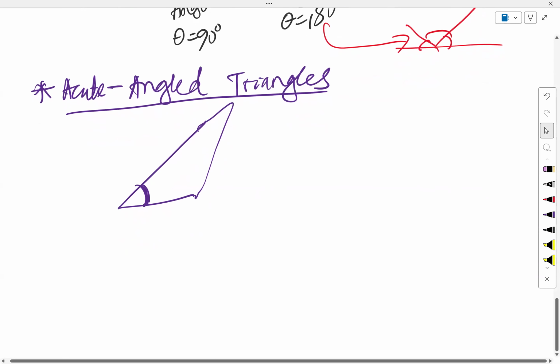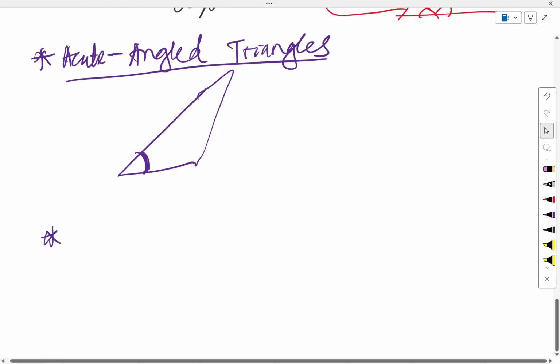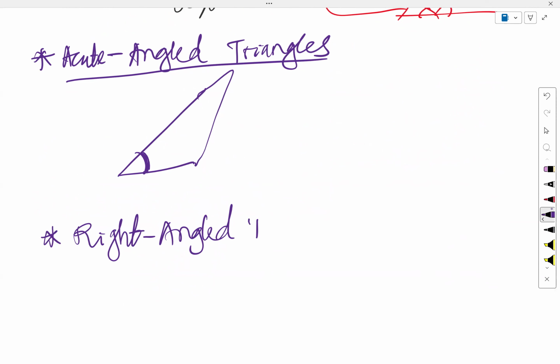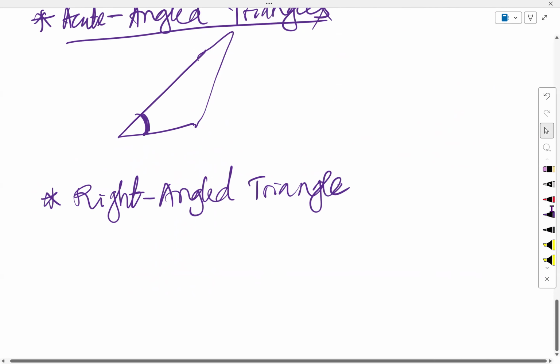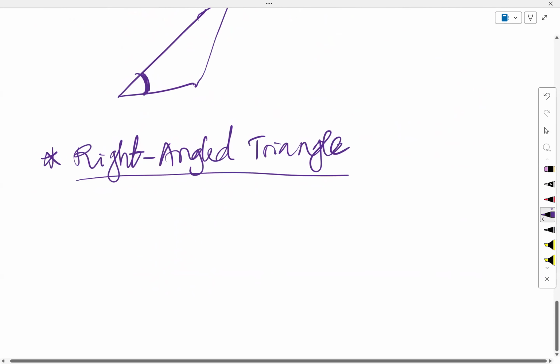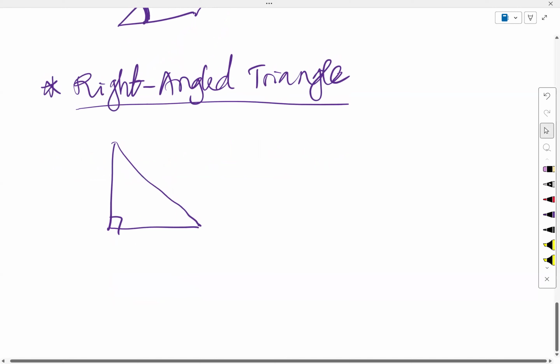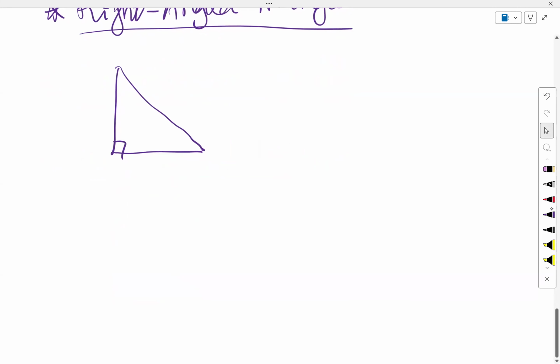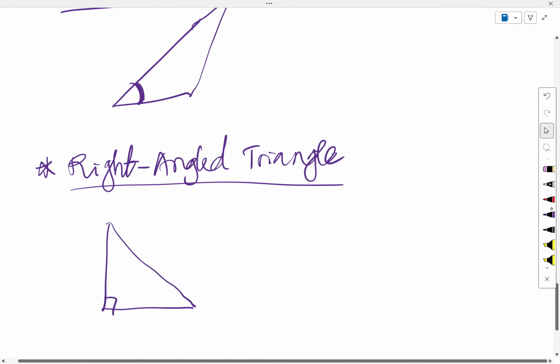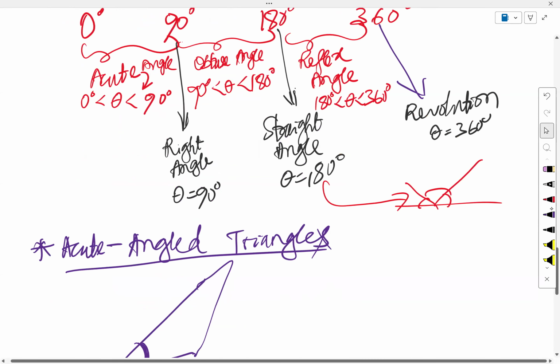Okay. So the next thing is, the next angle after acute angle is the right angle. Interestingly, we also have what you can call the right angled triangle. So here it means you have a triangle that contains an angle of 90 degrees, that contains a right angle. So let's say this is 90 degrees. These are very important kinds of triangles, as you are going to see along the line as we go on in trigonometry.